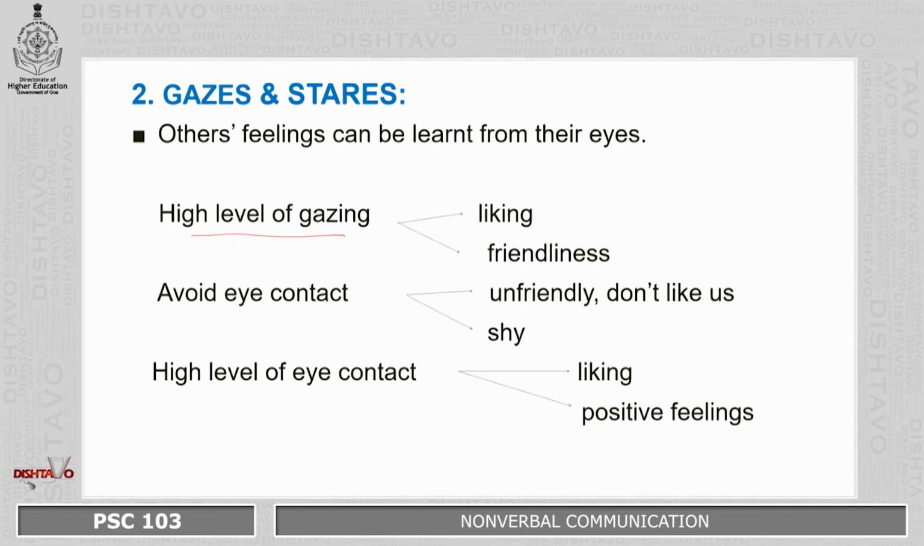If a person is avoiding eye contact when you look at them, that means the person is unfriendly, the person doesn't like us, or maybe the person is very shy and does not want to maintain eye contact. Then you have a high level of eye contact. When another person looks at you continuously, that means the person likes you, or the person has positive feelings towards you.